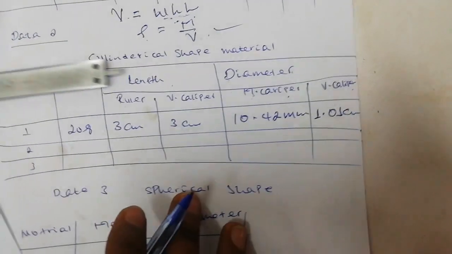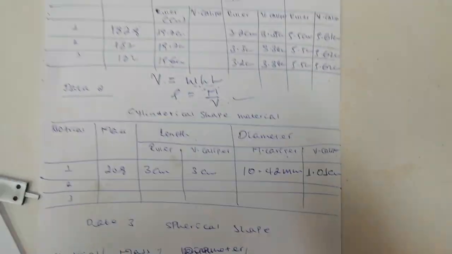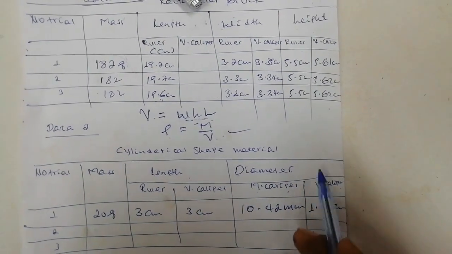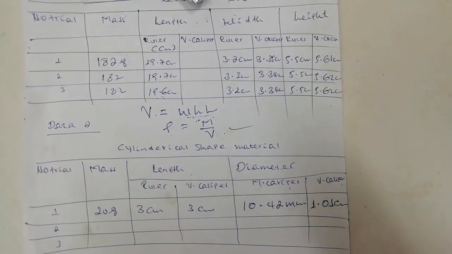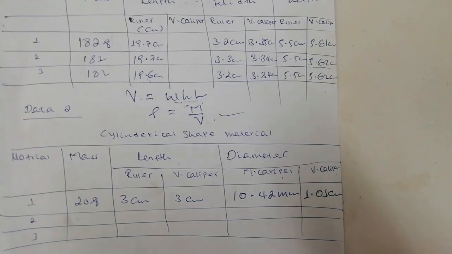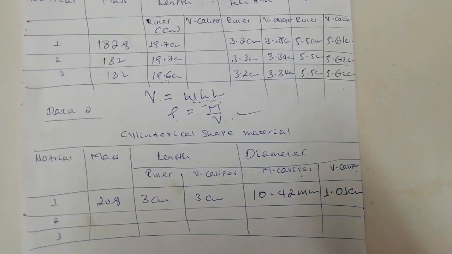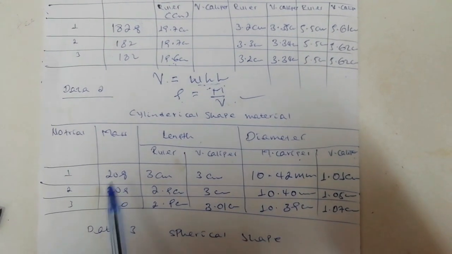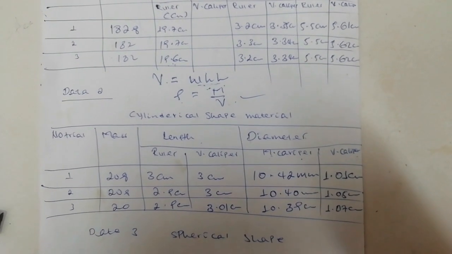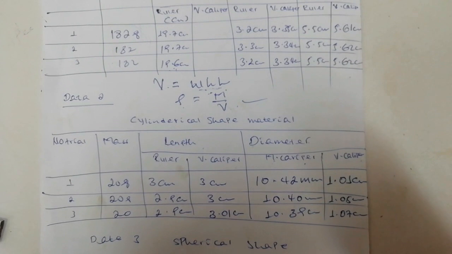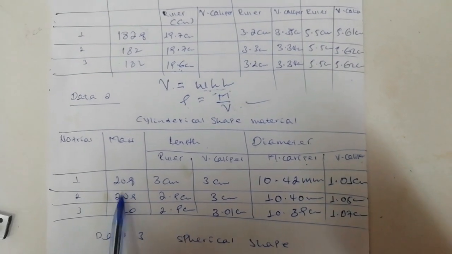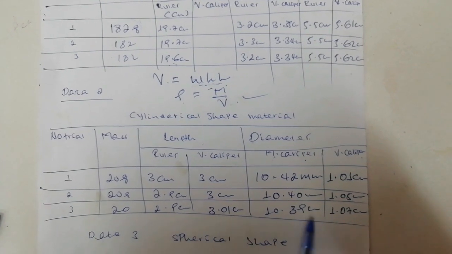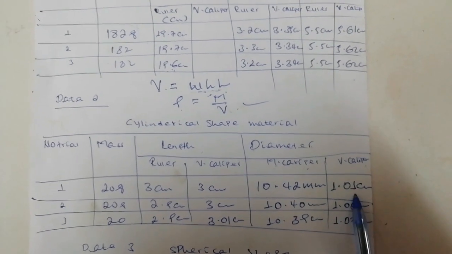This is how it is when you are using the vernier scale for cylindrical shapes. If you have spherical shapes, you use it the same way for different data. For different types of data, you increase the number of observations to decrease the errors. You should take at least 3 or 4 data. This is the data taken as the first data.